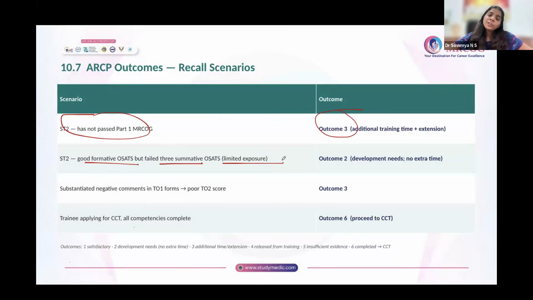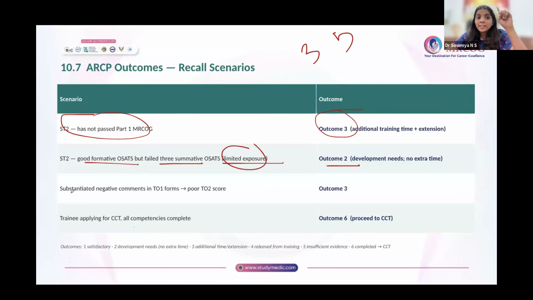For any procedure, ideally, as the e-portfolio used to say, 3 summative OSATs should be done, or some procedures need 5. But here the problem is, this trainee is very good at, let's assume, MRP, manual removal of placenta. Formative is very good, but when it comes to summative, this person is failing because he has limited exposure. So you give targeted training but no extension, so outcome 2.